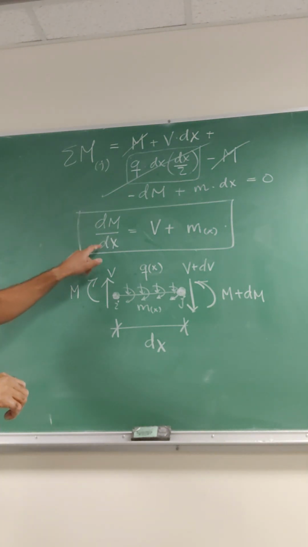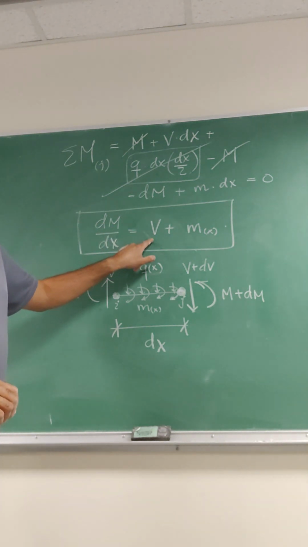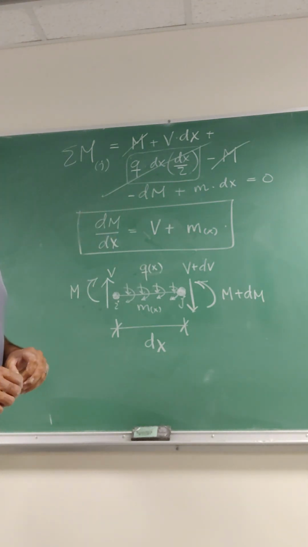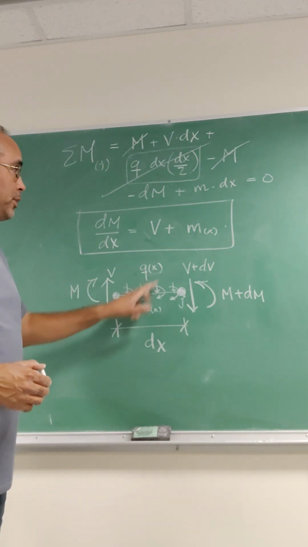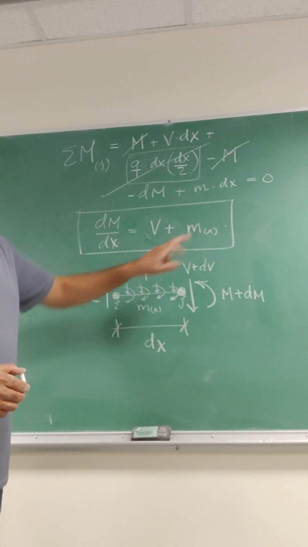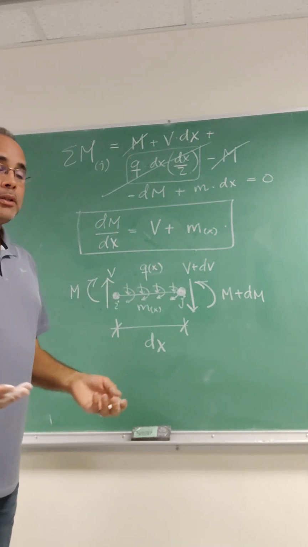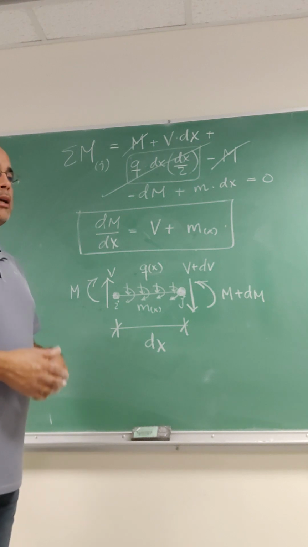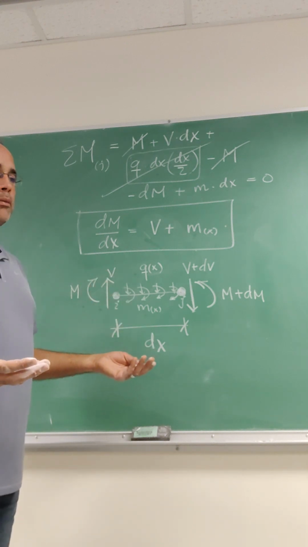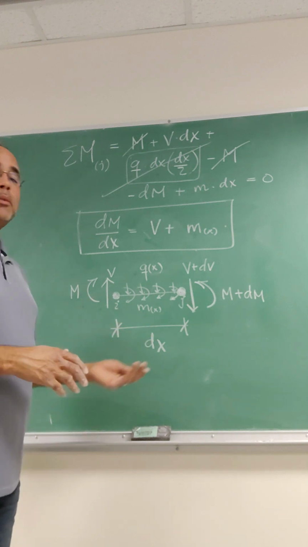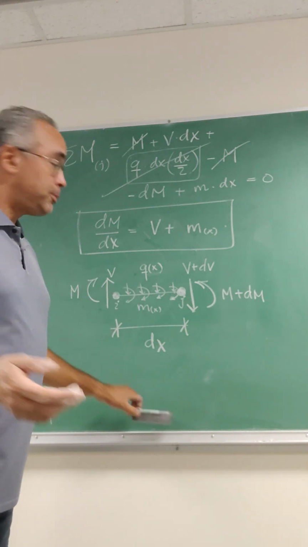So the derivative of the moment is not the shear unless the beam does not have any distributed moments. If it has distributed moments, you have to include m(x). And for example, you could end up with cases where you have a beam with a shear diagram that is not 0 and a moment diagram which ends up being 0.